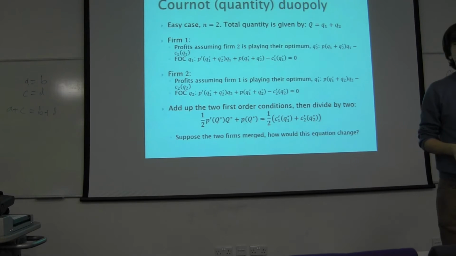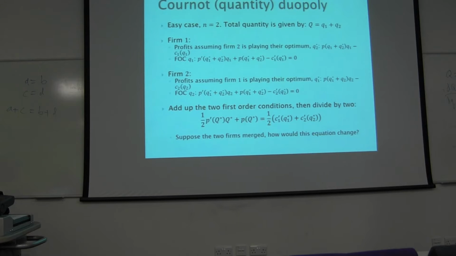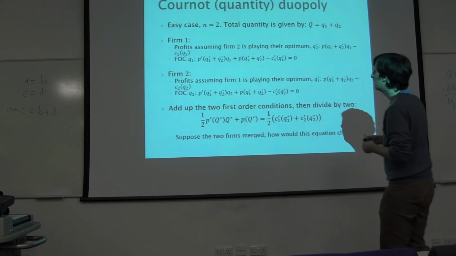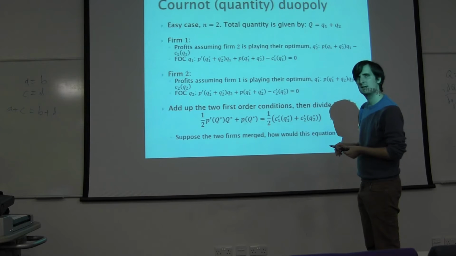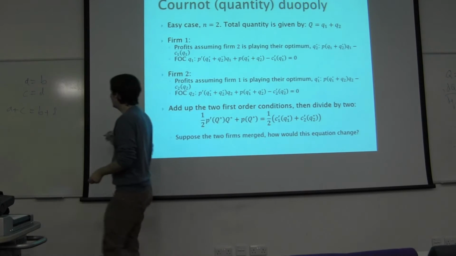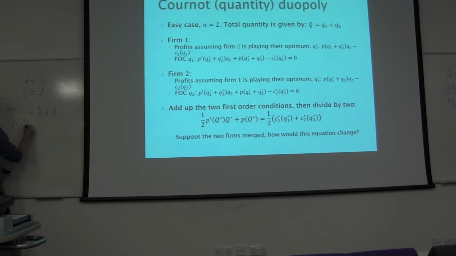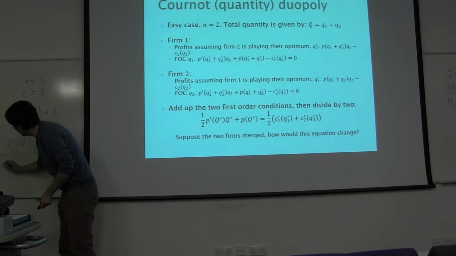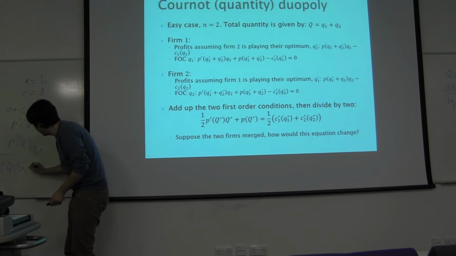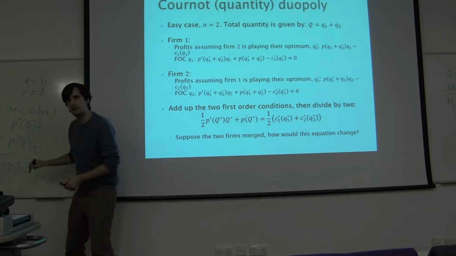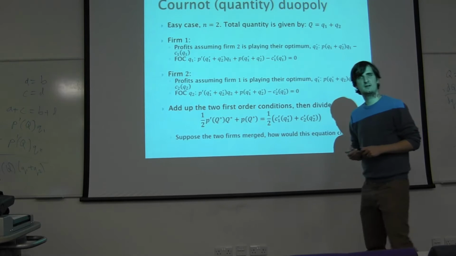Sorry, you have a question? When you said you added the two together and then divided by 2, if you've got 2 of P dash Q big Q and then divide that by 2, that's just 1. Well, what you've got is P dash big Q times Q1 in one equation, and in the other equation you've got P dash big Q times little q2. So when you add the two things together, you get P dash big Q of Q1 plus Q2, and that thing is just big Q. Then we divide by 2. Does that make sense?